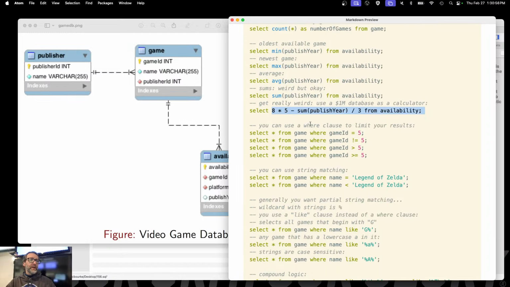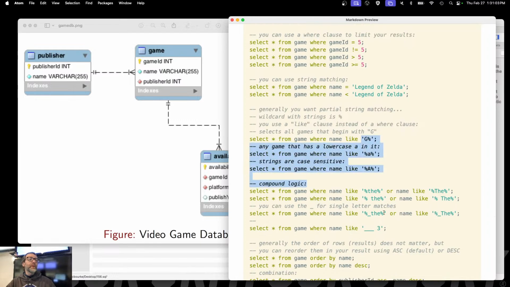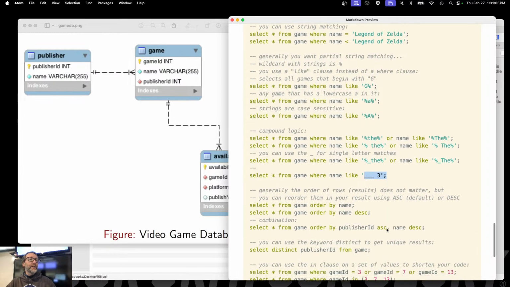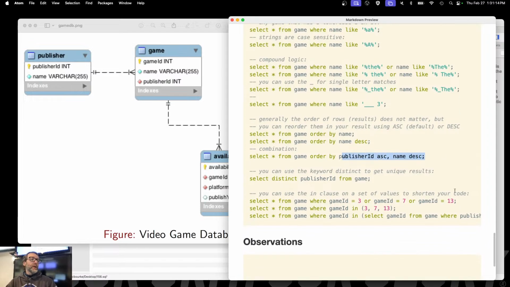You can limit things using the where clause, right, and equality operators. You can have string matching, fuzzy string matching, using the like clause. You can order things coming out in descending or ascending order and in multiple columns, right?